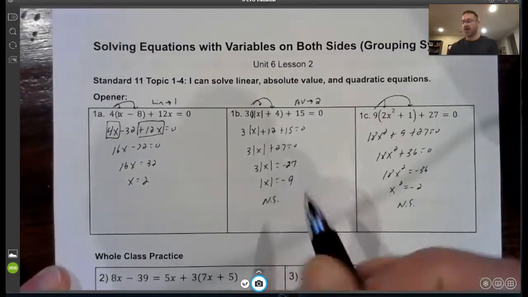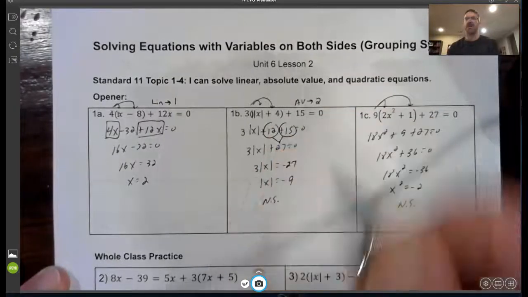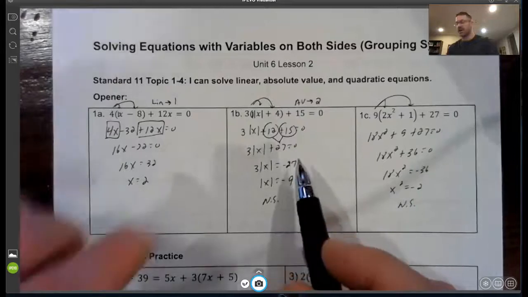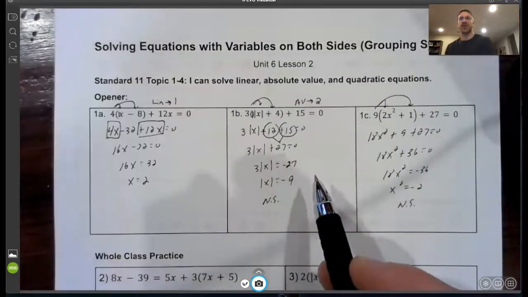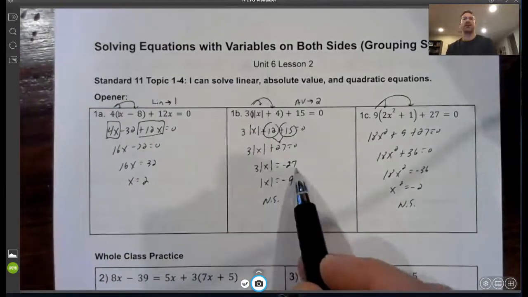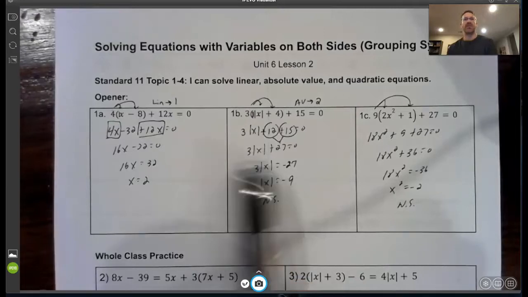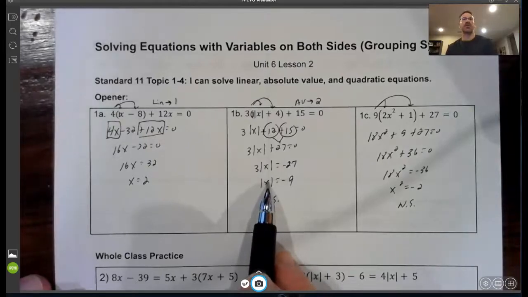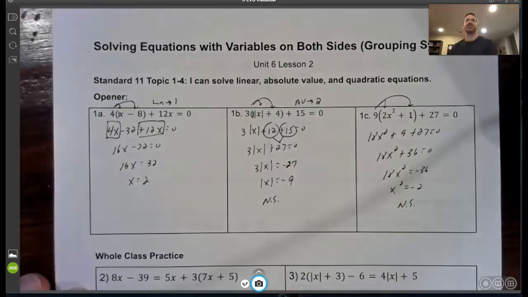Now this time my like terms are my numbers here. So 12 plus 15 gives me 27. And then I have my 0 property. If it's equal to 0, negative 27 plus 27 is equal to 0. So 3 absolute value of x is equal to negative 27. 3 times negative 9 is negative 27. So the absolute value of x is equal to negative 9. We know that absolute value is a distance from 0, so it can never be negative. So at this step, we know that means a no solution problem.